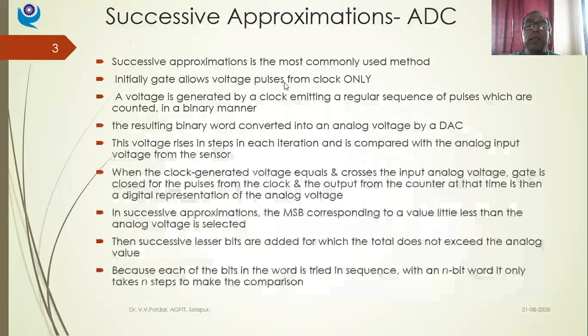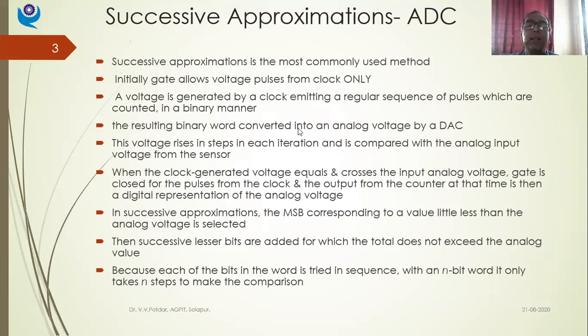Initially, the gate allows voltage pulses from the clock only. A voltage is generated by a clock emitting a regular sequence of pulses, which are counted in a binary manner.